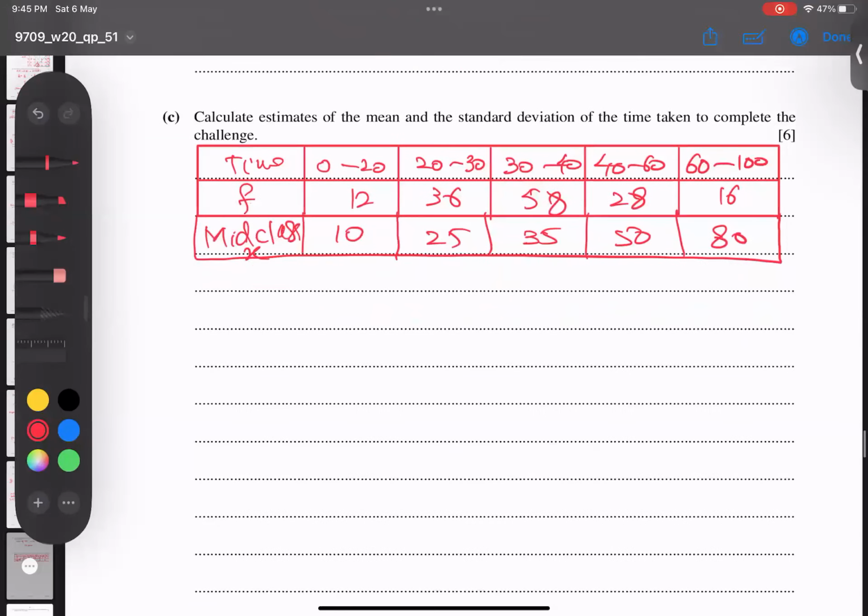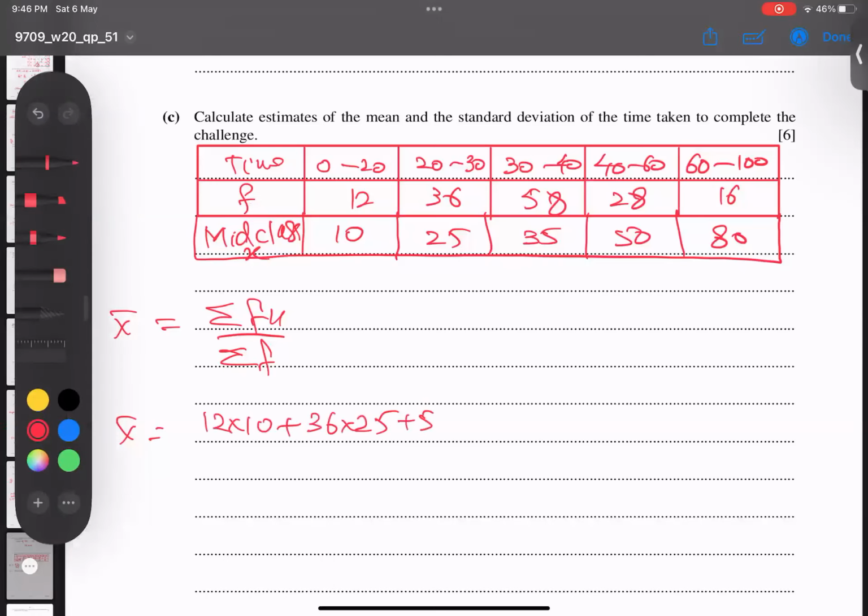And now I can find the mean. What is the mean formula, students? If you recall, the mean formula is sigma fx over sigma f. I'm doing it directly, students. What is fx? It's a very clear approach: multiply them. F is here, x is here. So 12 times 10 plus 36 times 25, I got it from here.